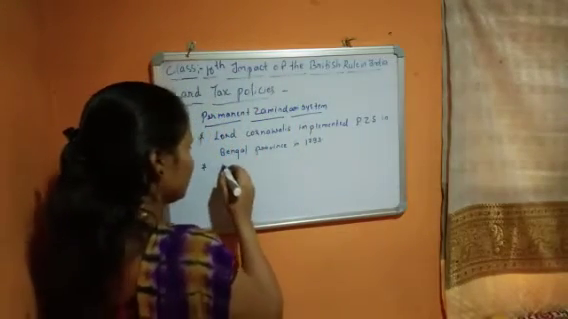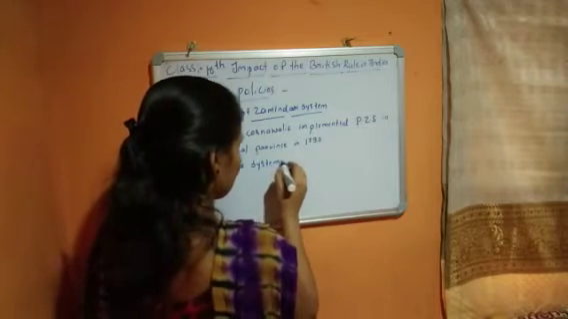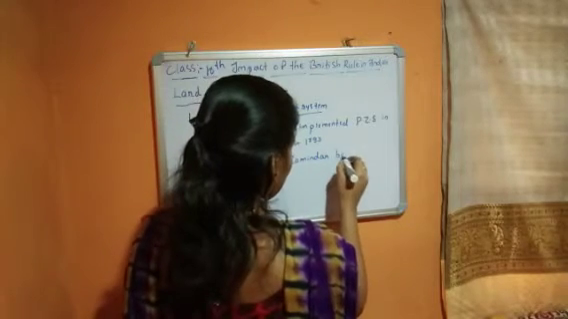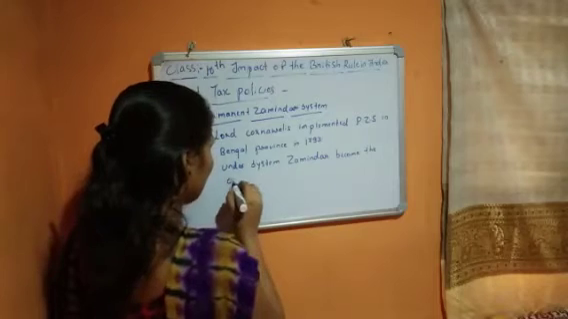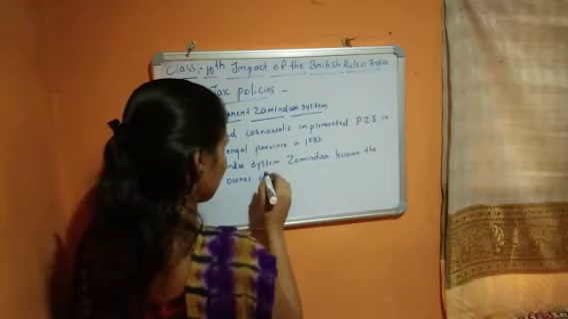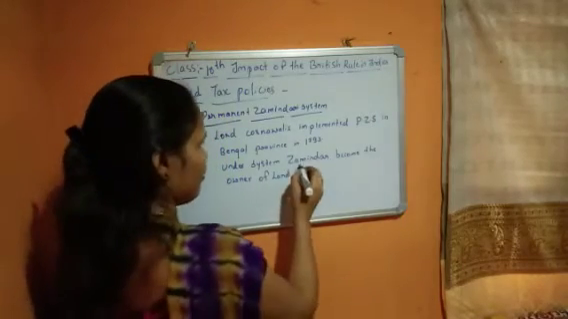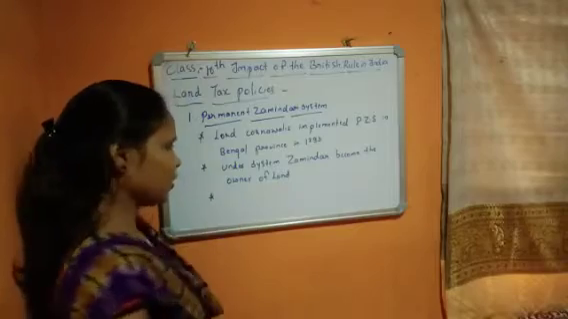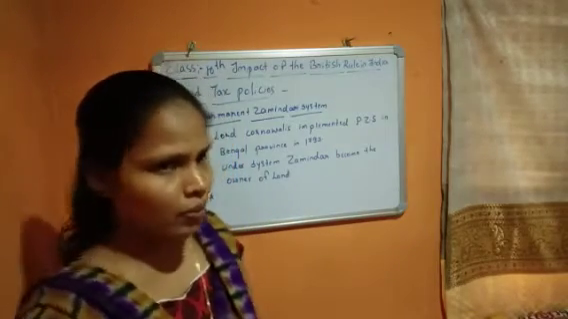Under this system, the zamindar became the owner of the land. Here the zamindar became the owner of the land. Then the zamindar was free to collect any amount of taxes from the farmers.